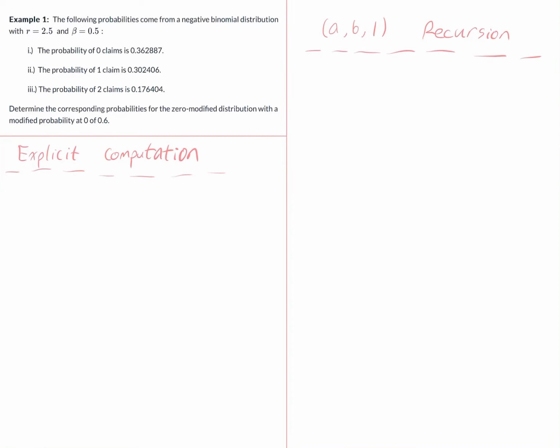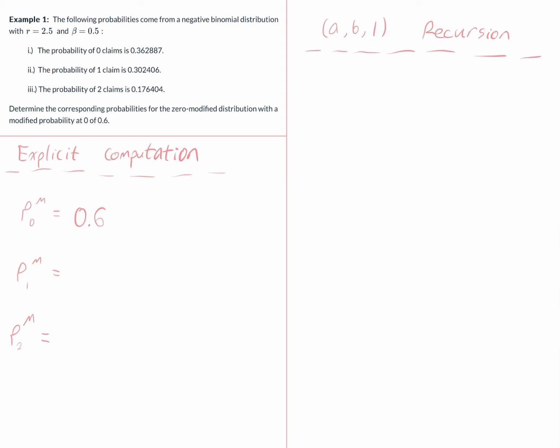What's up, everybody? Today we're going to be solving this example about the AB1 class distributions. So first way we're going to do this is with explicit computation. We're given that the modified probability of 0 is 0.6. What we want to find is the probability of 1 loss and 2 losses under the modified distribution.